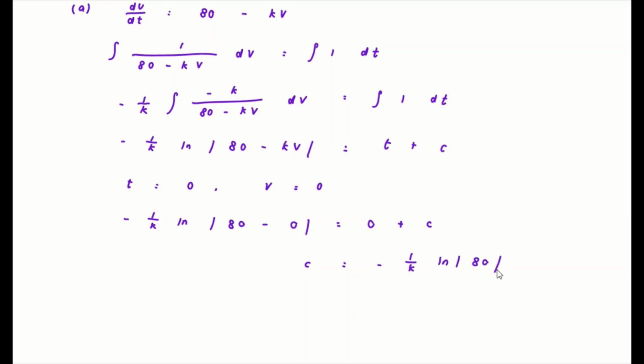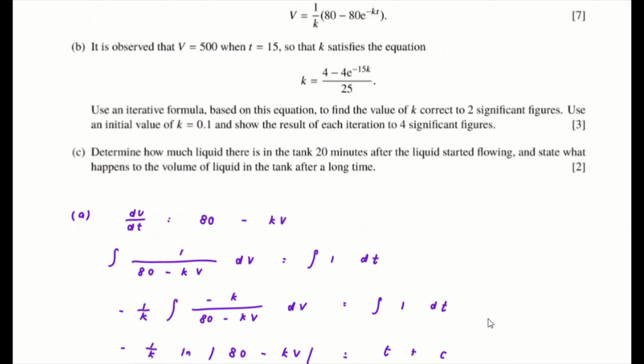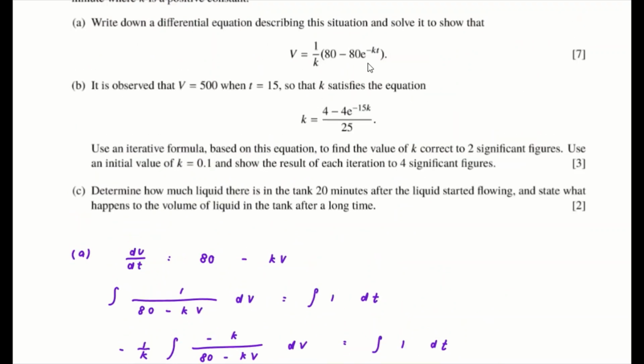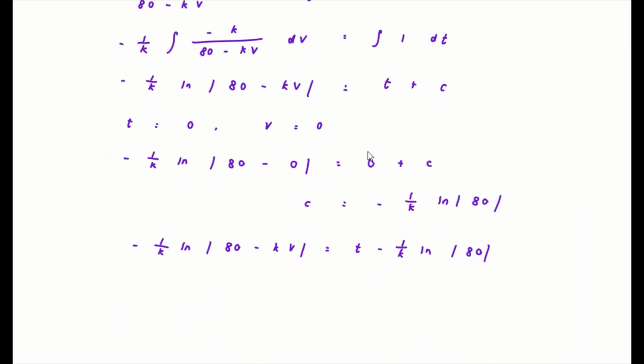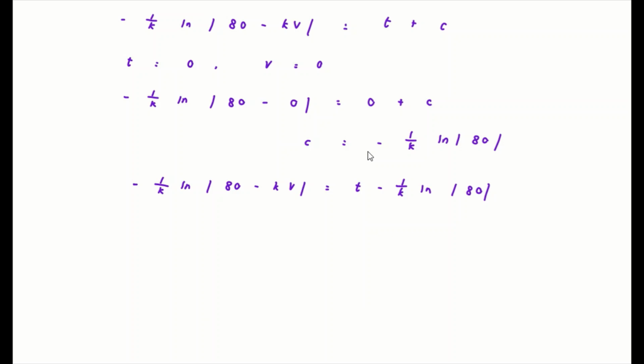After you get this, we substitute back into our equation. So negative 1 over k ln of 80 minus kV equals t minus 1 over k ln 80. You can imagine what the question wants us to prove here. You do not have any ln anymore, but you have one e. So what they try to do is combine the ln together, then bring it to the other side, and then you become exponential, right? You can imagine what happened there.